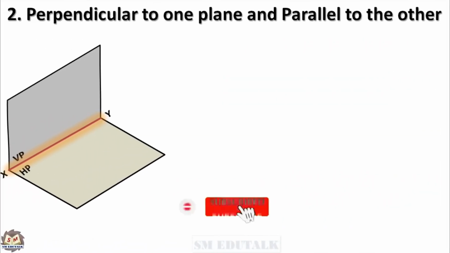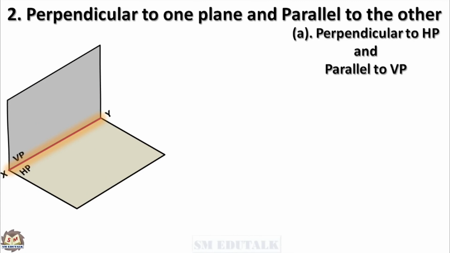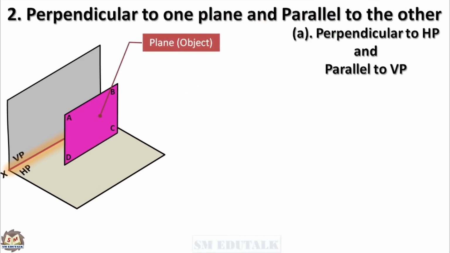Second position, perpendicular to one plane and parallel to the other. This position has two subtypes. The first subtype is perpendicular to HP and parallel to VP. The plane ABCD is kept in the first quadrant. This time, I think you get an idea about the position of the plane ABCD by simply looking at it.